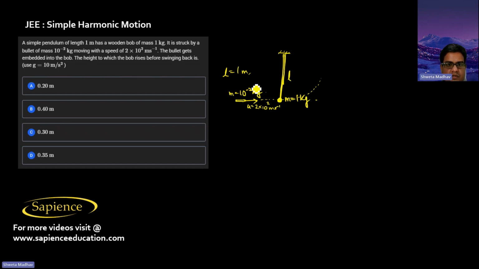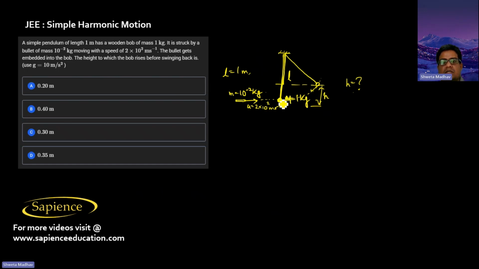It is moving with this machine. The bullet gets embedded into the bob. Let's say this mass is capital M, mass is small m. So then the entire system will go up to a height of h, and then it will return back. So that height has been asked. g is 10 meter per second square.